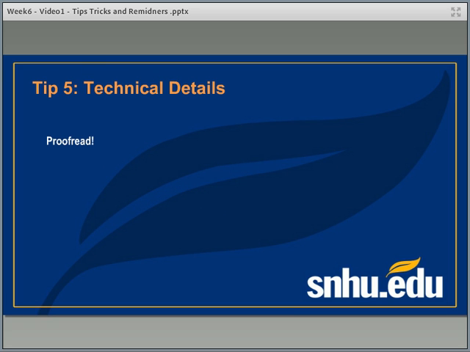Tip number 5, technical details. Remember to proofread, proofread, proofread. That's everything from little details like spelling, typos, and formatting, as well as overall clarity and organization. So in addition to running spell check, which is a good thing to do, of course, you want to look carefully at your paper overall, as well as in those smaller details. One way to do this would be to read it out loud, and you can hear and catch any mistakes that you might not otherwise catch when you're looking at the computer screen.